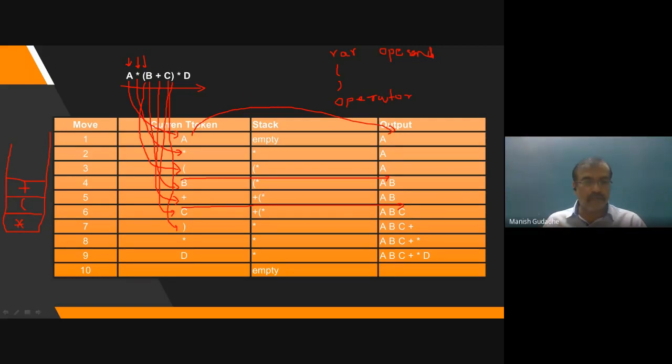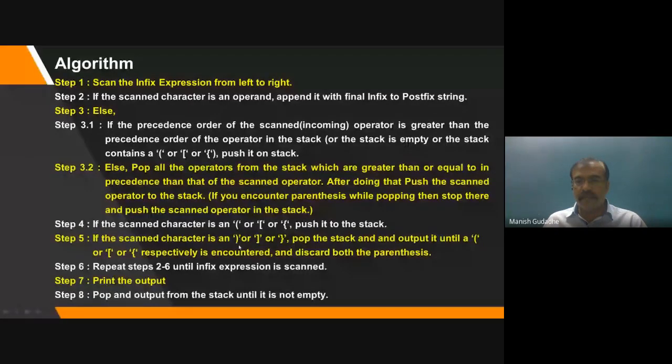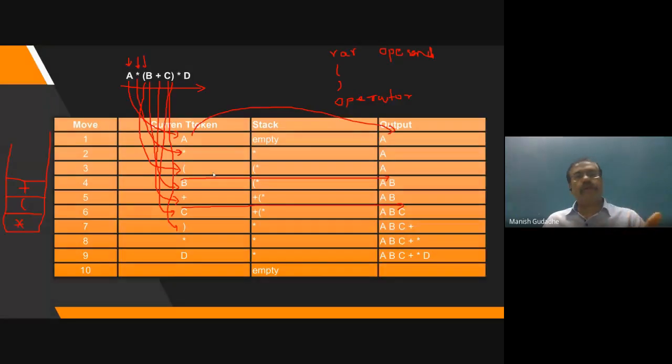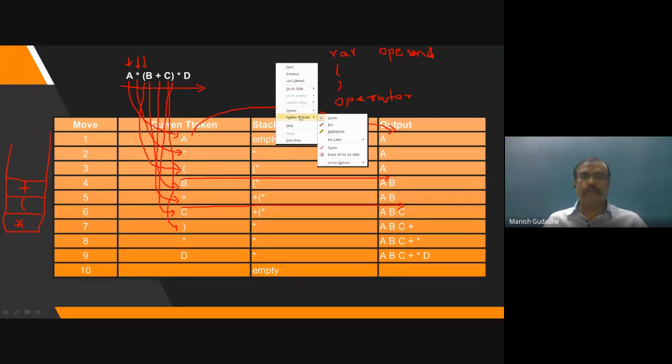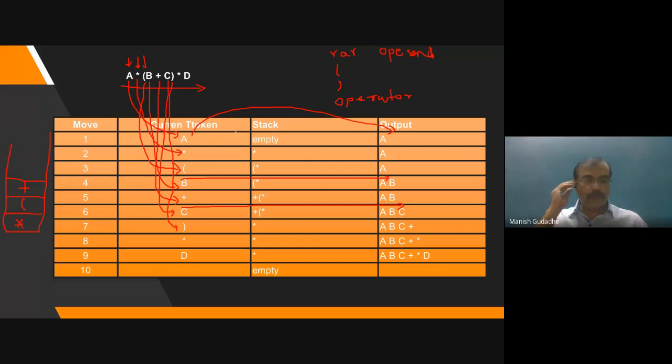So as soon as I get a closing brace, what it says is: if the scanned character is a closing brace, pop the stack and output it until an opening bracket is encountered, and discard both of the parentheses. Again, read it. Pop the stack and output it until an opening bracket is encountered, and discard both of them, because we are not going to put the braces into your output postfix expression, right?